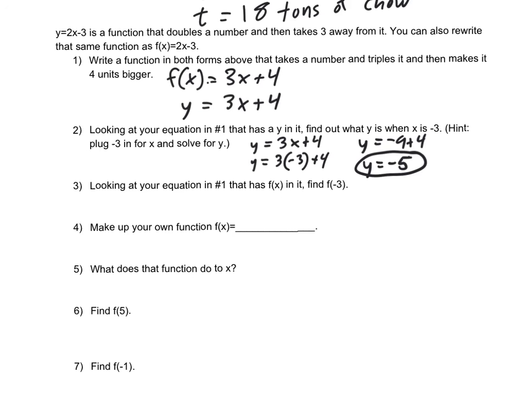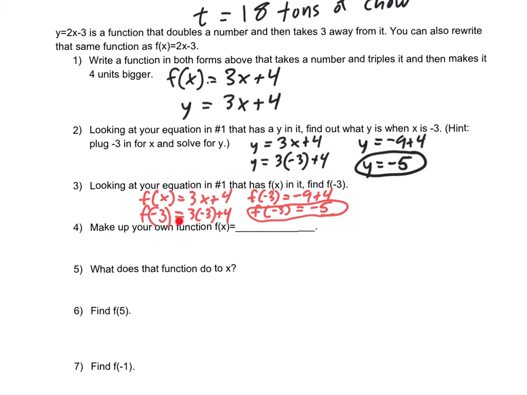All right, now let's take a look at the equation number 1 that has f of x in it, and find f of negative 3 of this function. Okay, so f of minus 3 equals negative 5 says the same thing that y equals minus 5 does, but it's much clearer because it tells you the input and the output. This one just gives you the output. We have to look back at the problem to see what the input was. This is nice about function notation.